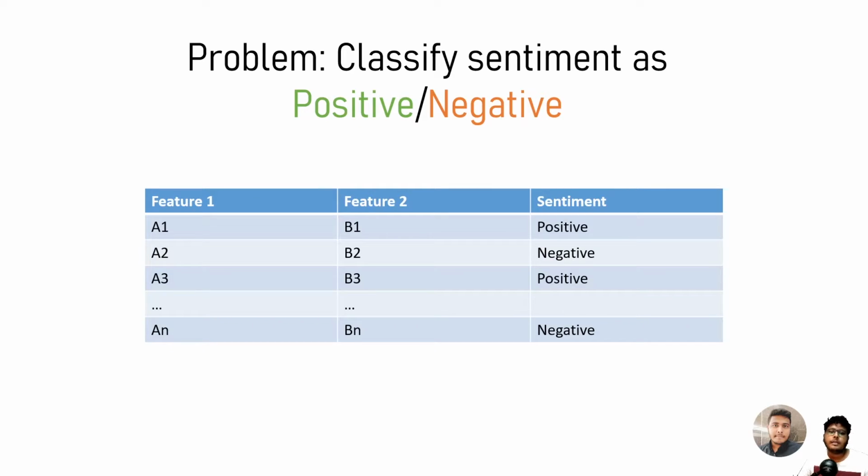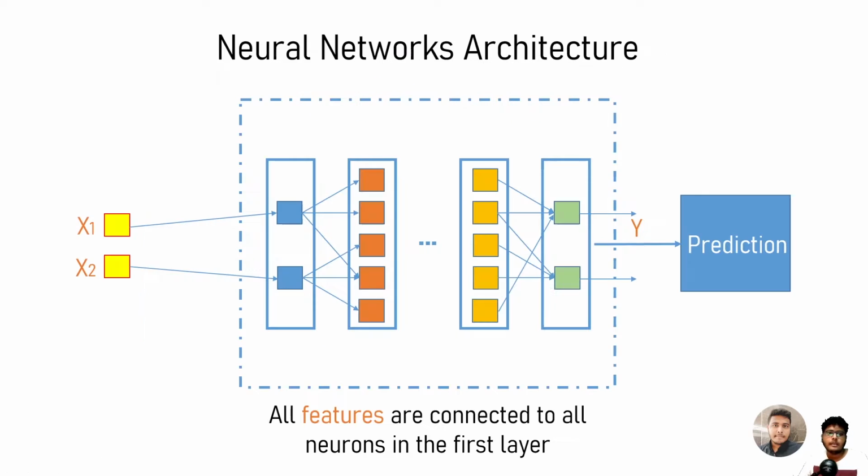Now we are back with the problem that we have to solve. We have the dataset with feature 1 and feature 2, and the sentiment column. First, for simplicity, we'll convert feature 1 to x1, feature 2 to x2, and sentiment to y. Now we just have to pass the feature values x1 and x2 to the input layer, and then all those things happen.